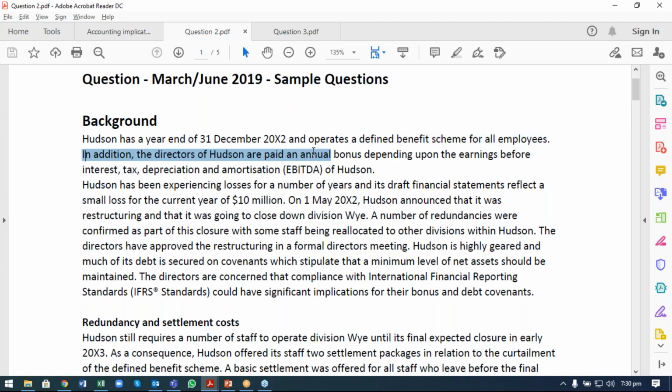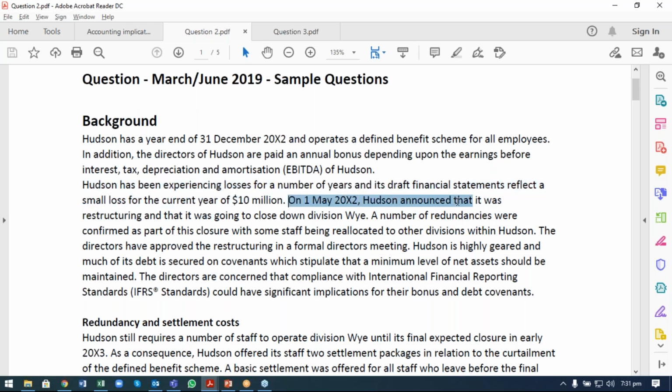In addition, the directors of Hudson are paid an annual bonus depending upon the earnings before interest, tax, depreciation, and amortization of Hudson Company. So there are two basic pieces of information given in this question. One is Hudson is a company that is operating a defined benefit scheme. And secondly, the directors of Hudson are paid an annual bonus depending upon the indicator, earnings before interest, tax, depreciation, and amortization. Hudson has been experiencing losses for a number of years, and its draft financial statements reflect a small loss for the current year of 10 million.